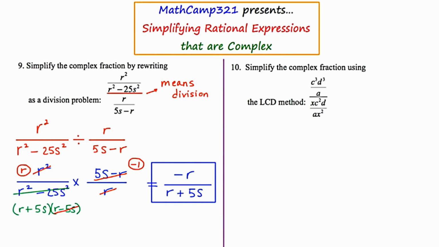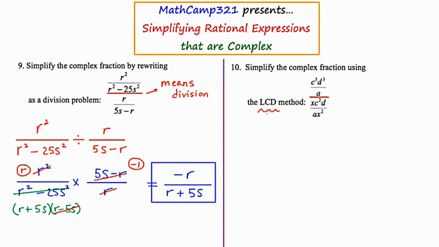In number 10, we're given another complex fraction, but this time we're supposed to simplify using what's called the LCD method. First, I just want to highlight for you that this red fraction bar, which separates the top fraction from the bottom fraction, actually means division, which I covered in example 9. But we're going to treat this problem in a very different way, because in this problem they want us to simplify using what's called the LCD method.